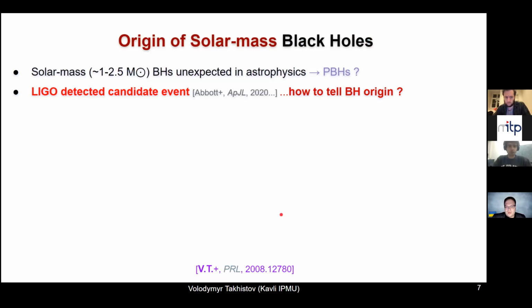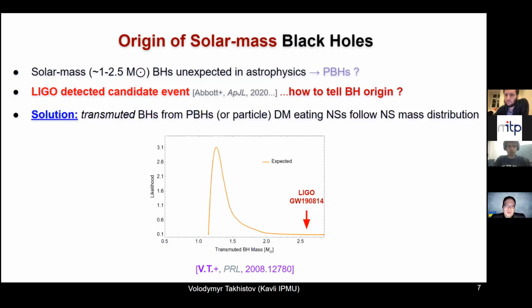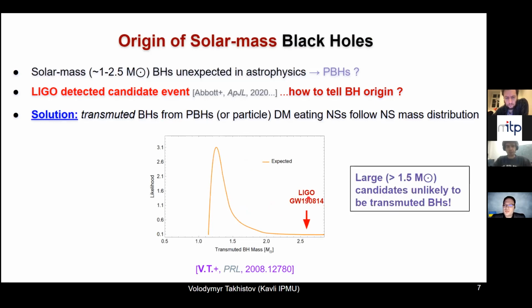Very intriguingly, LIGO has recently already detected candidate events. So how do we tell their origin? Well, the transmuted black holes which are associated with dark matter, either PBH or particle dark matter eating neutron stars, should follow the neutron star mass distribution, which we know from astrophysics. And just by comparing these distributions on a statistical basis, one can already make profound, powerful statements about the nature of dark matter. In particular, that larger solar mass black holes are unlikely to be associated with dark matter interacting and swallowing neutron stars.